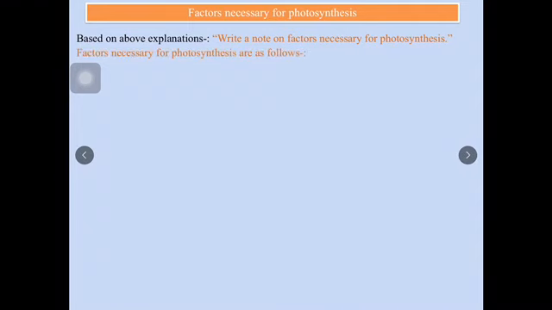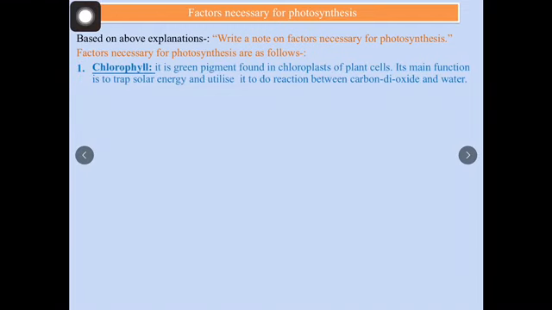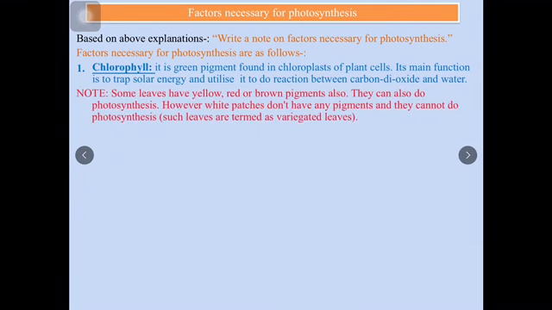Factors necessary for photosynthesis are as follows. Number 1, chlorophyll. It is green pigment found in chloroplasts of plant cell. Its main function is to trap solar energy and utilize it to do reaction between carbon dioxide and water. Some leaves have yellow, red or brown pigments also. They can also do photosynthesis.